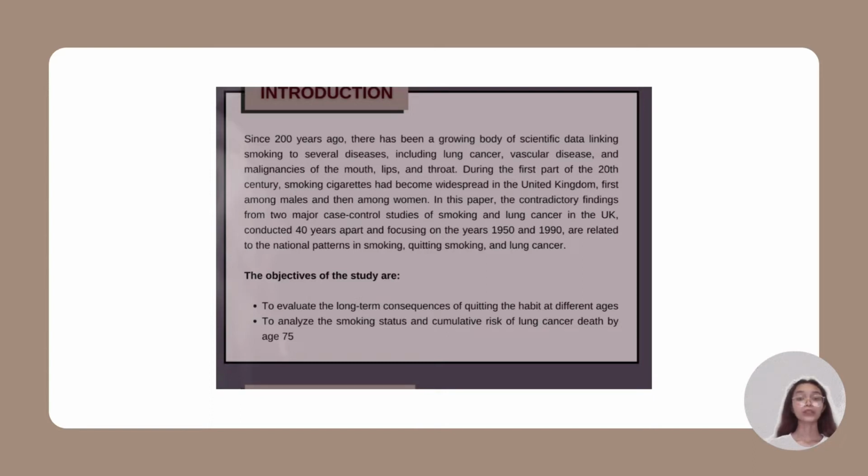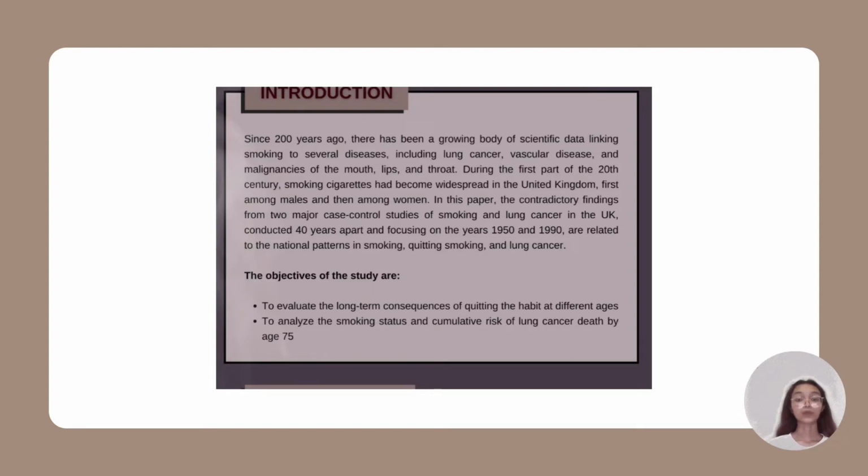Smoking has long been connected to a number of diseases, including lung cancer. And cigarette smoking was very common among men and then women in the UK at the beginning of the 20th century. Consequently, this study links the findings about smoking, quitting smoking, and lung cancer from two significant case control studies of smoking and lung cancer in the UK. The studies were done 40 years apart, the first in 1950 and the second in 1990.